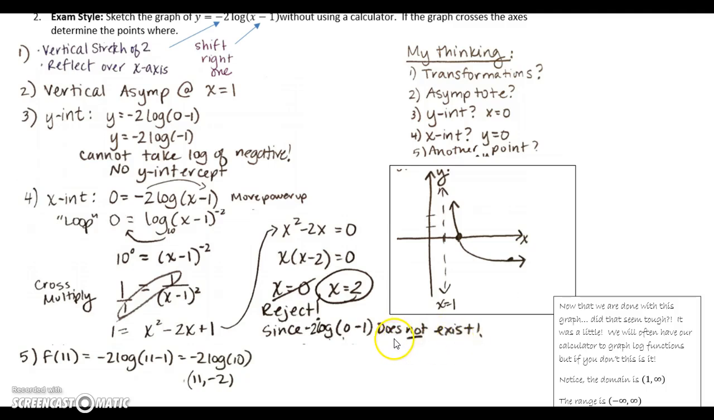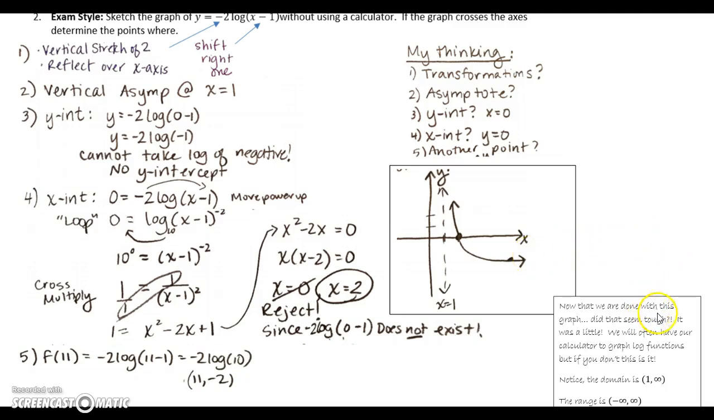Okay, so we need to make another point. What I did here was I plugged in 11, and the reason why I chose 11 is because I know that 11 minus 1 is 10, and I know the log base 10 of 10 is just 1. So now I have another point. I sketched these by first sketching the asymptote, my x-intercept, my third point, and then once I had those 2 points, I was able to see what direction my graph was going to move in. It was going to be decreasing.